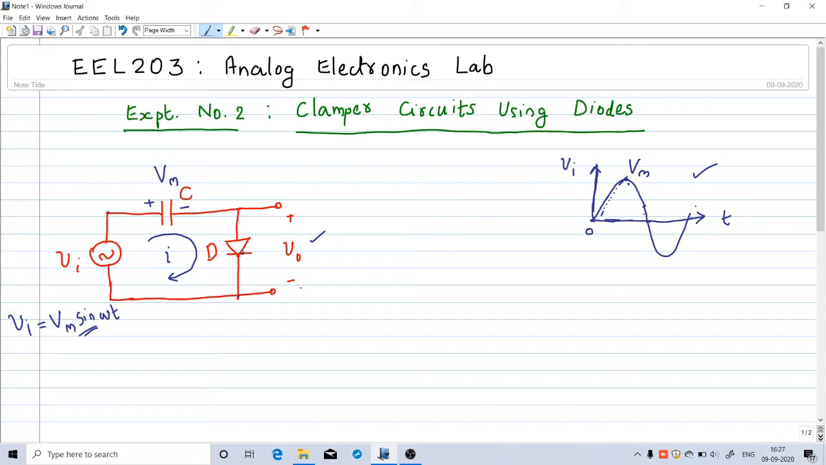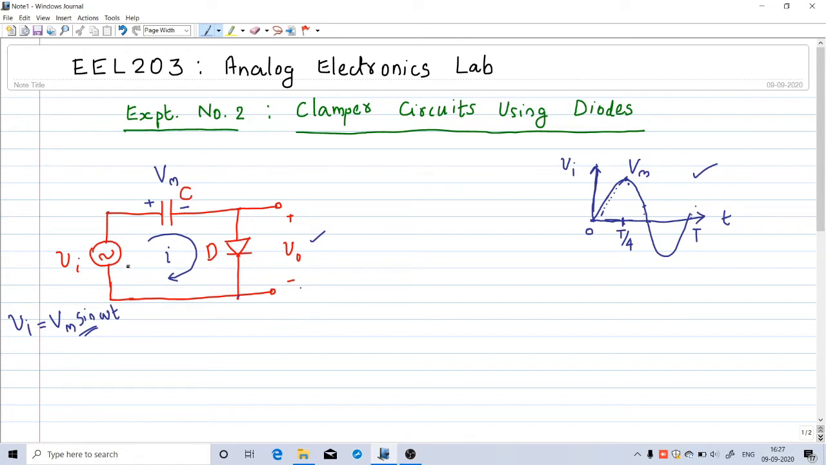So what happens to the diode when the voltage is decreasing? Initially, during the quarter cycle from 0 to, say, T by 4, where this is the full cycle T, the input voltage is increasing. During that time, this diode D is forward biased and the capacitor is charging, and it charges to voltage Vm at t equal to T by 4. Then after that, the diode D will be reverse biased.